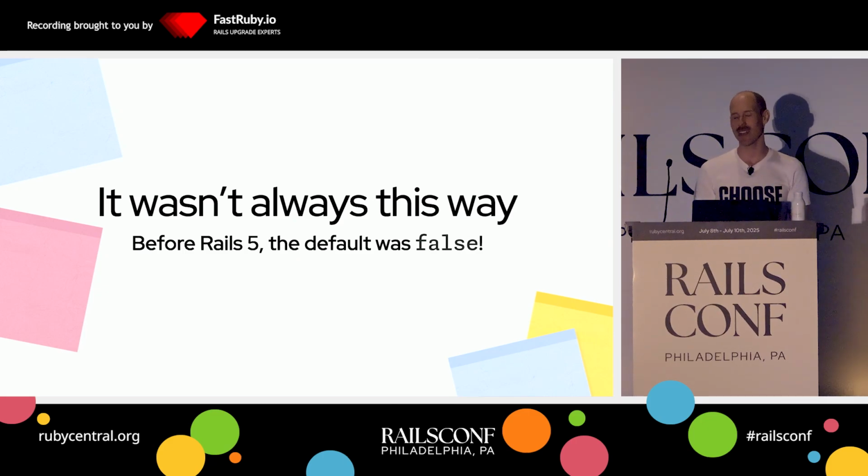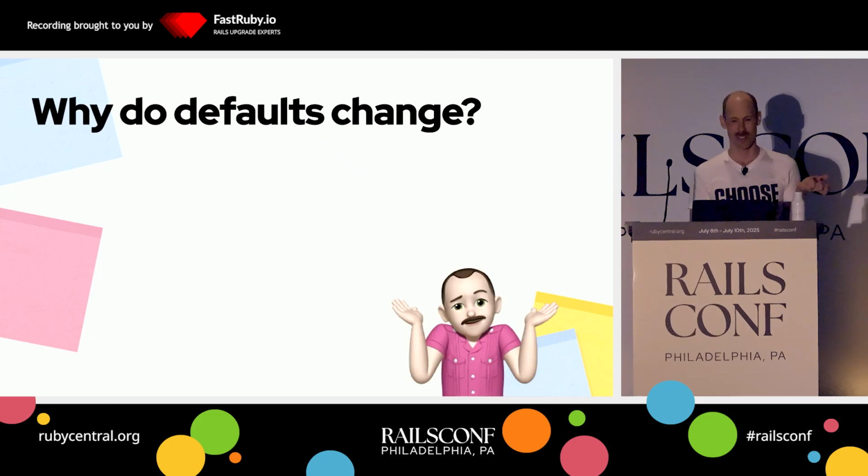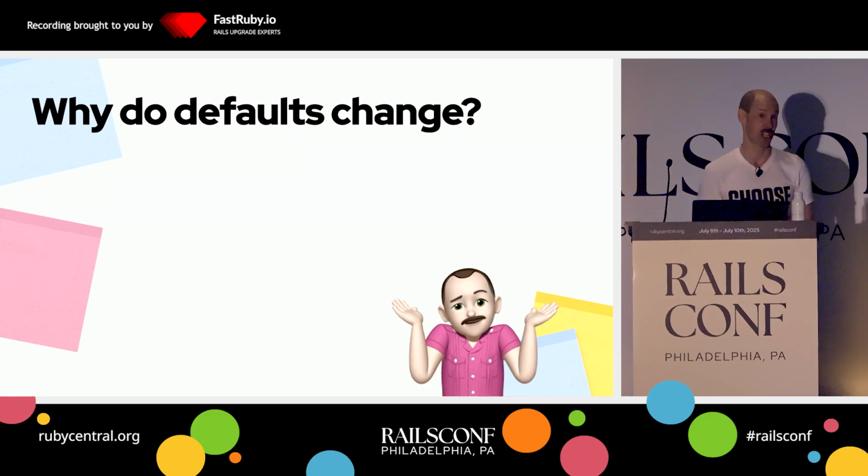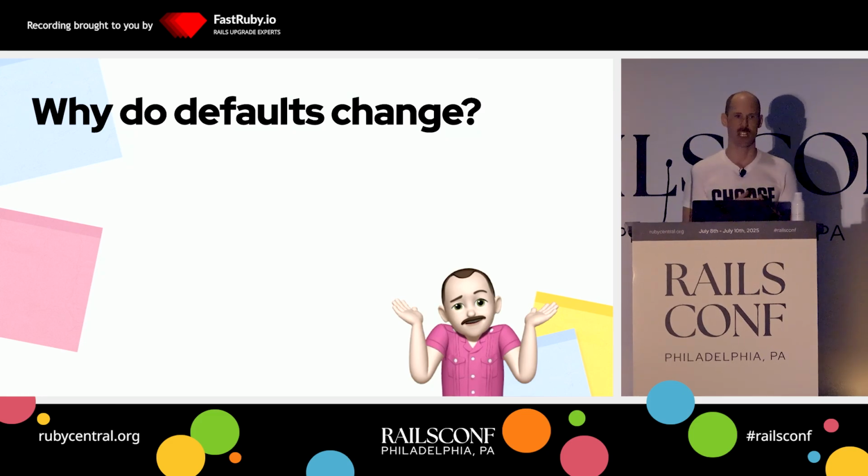So if the default before Rails 5 was false, and the default now is true, why did the defaults change? Well, there's a couple of reasons, and I will say this is all conjecture. I'm not on the Rails core team. I have never successfully contributed a PR to Rails, so I'm guessing what some of the intentions are based on Rails documentation and things I've read in the issues.